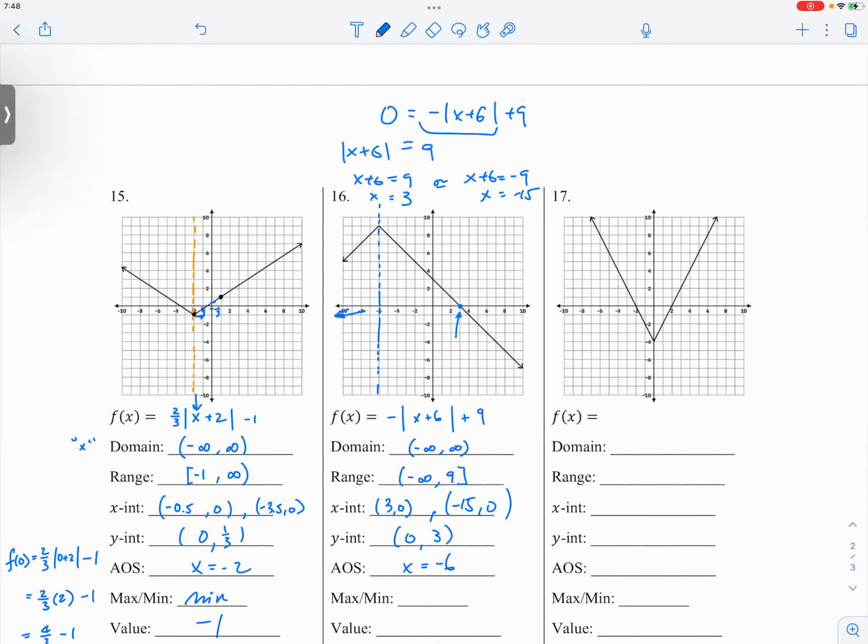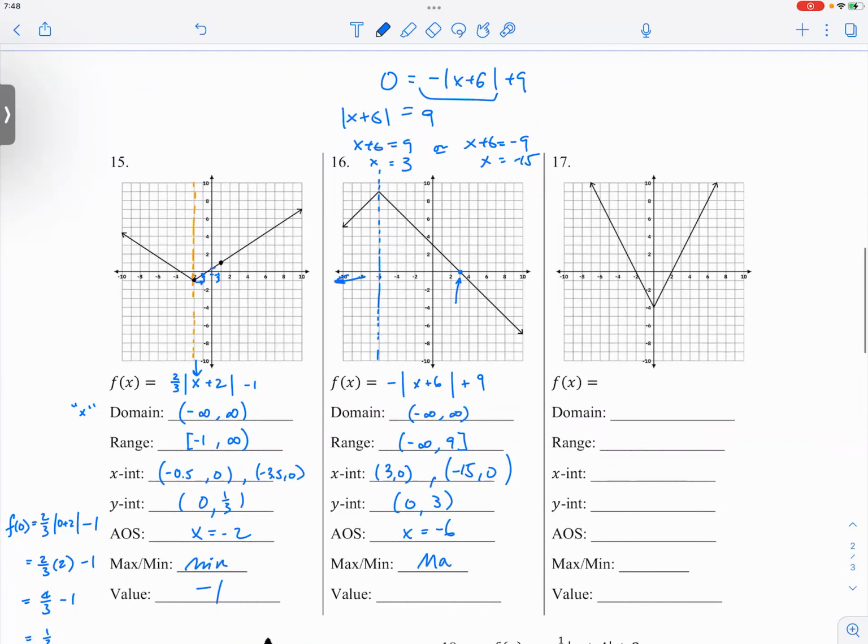Okay. I think the remaining questions are very easy. It's a maximum because it goes up and then down. The value would be a 9. Okay. So again, the biggest challenge right here would be the fact that you have to take care of the x-intercepts that cannot be seen on the graph, but you can easily figure it out using the idea of symmetry.